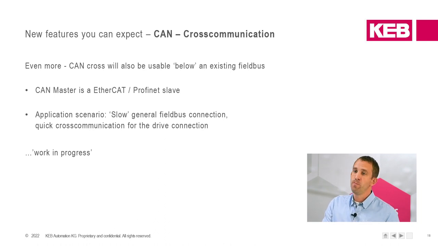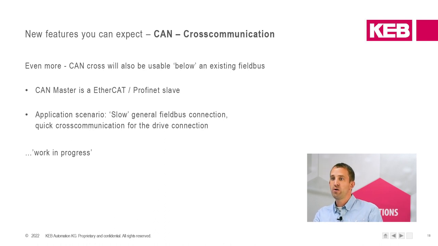And there's even more coming. We can think about scenarios where the communication level is not limited to the drive communication level, the CAN cross communication level, but it is also thinkable that communication is introduced below a higher-order field bus connection. What does it mean in detail? The CAN cross communication master can also be a normal standard, let's say EtherCAT slave, with maybe a higher cycle time, for instance, using the benefits of the CAN cross communication, maybe with the direct communication, with the reaction time advantages that I talked about earlier, below that high level field bus connection.